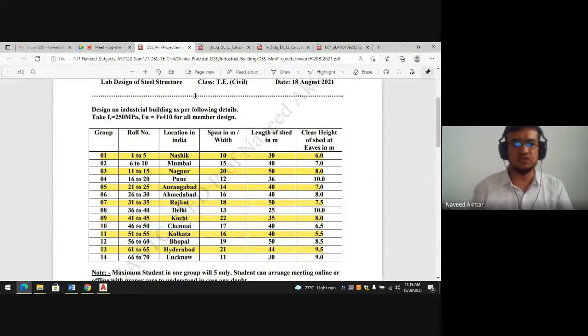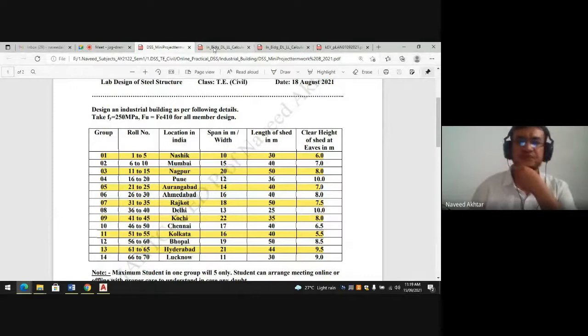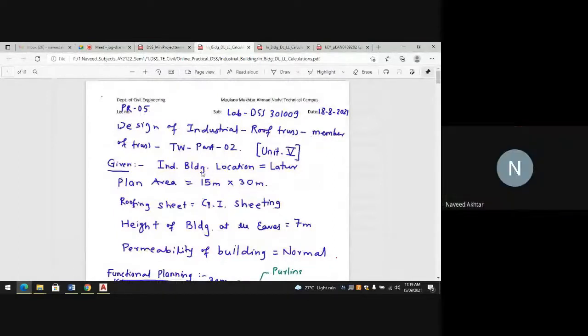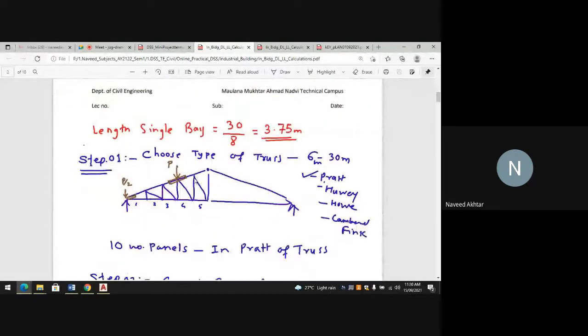The students who have not joined the Google Classroom till date are losing out, because lots of learning materials and videos are there. The dimensions for the same, in the Latur region, we are calculating. This example is just what I have taken for myself, and in that we have already covered this industrial building example: what is the panel point load, and how to calculate it.